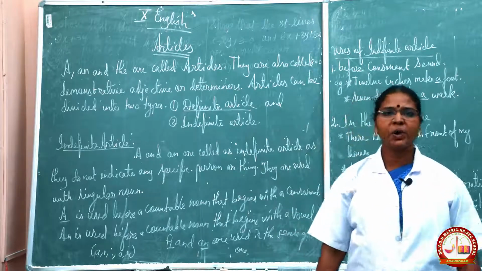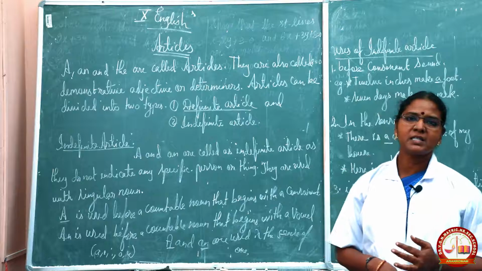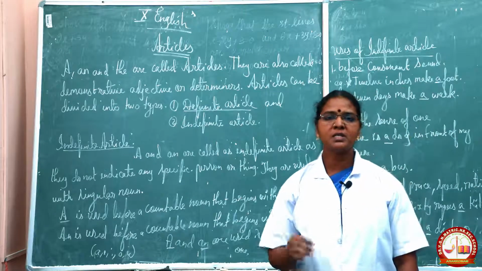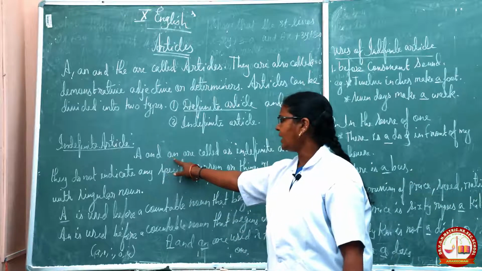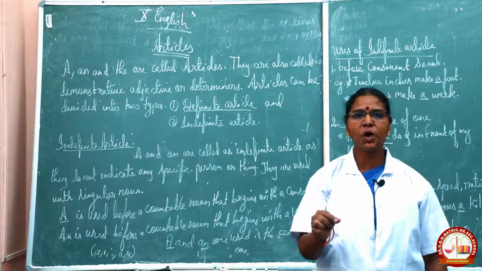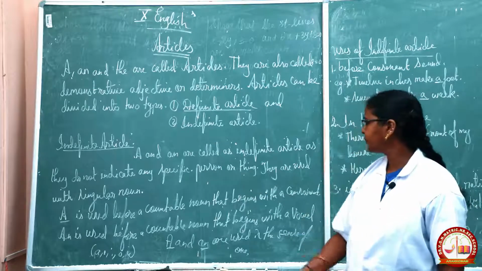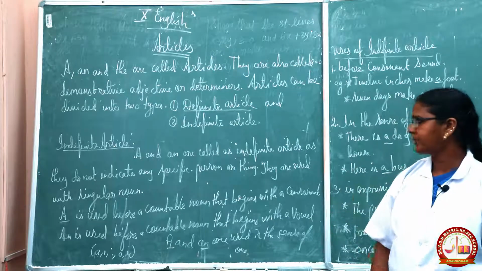Articles can be divided into two types. They are definite articles and indefinite articles. First you must know what indefinite articles are. A and an are called indefinite articles as they do not indicate any specific person or thing. They are used with singular nouns only.